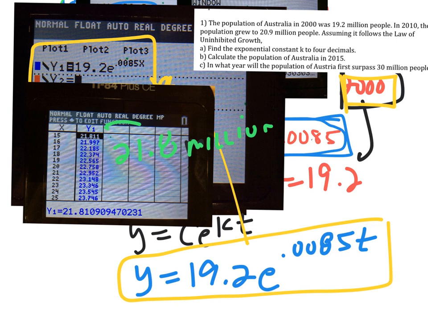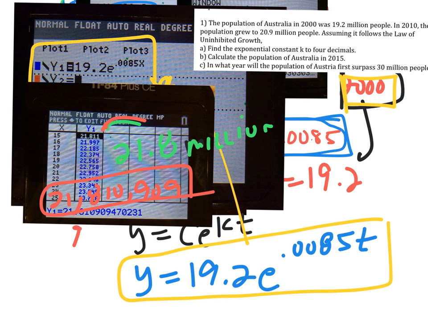If I needed to get a more precise answer, I just simply highlight and go down to the bottom here. So here it would be 21,810,909 people. But this particular question was going to the nearest tenth of a million, so I stuck with that notation.